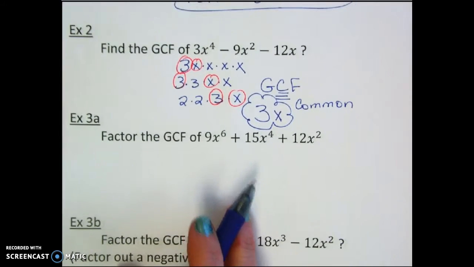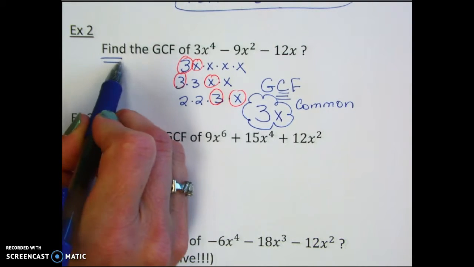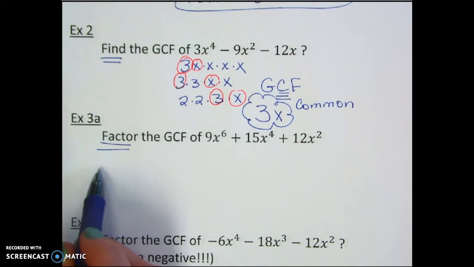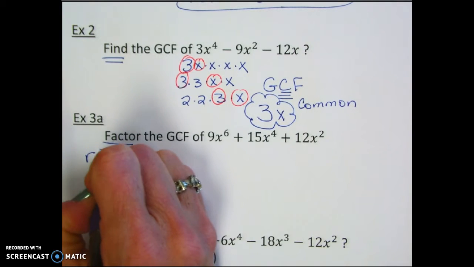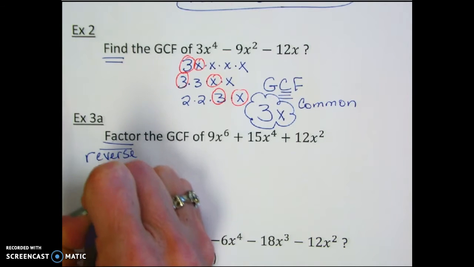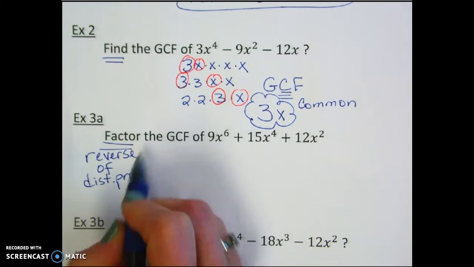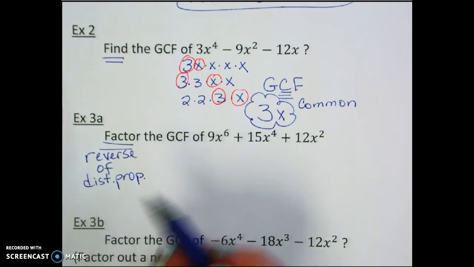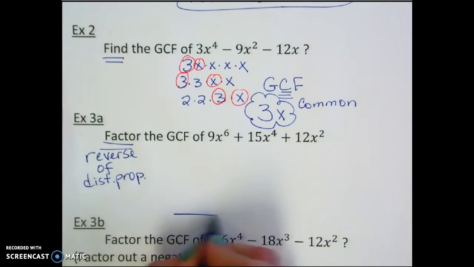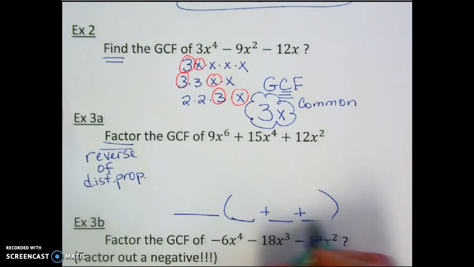All right, the reason we need to know that is so we can do the next step, and that is to actually factor the GCF. This just said to find the GCF. Now we're being asked to factor the GCF. This is, in my opinion, the reverse of the distributive property. Okay, we are undoing the distributive property. We're figuring out what we can put in front of the parentheses and then what will be left over for each piece.